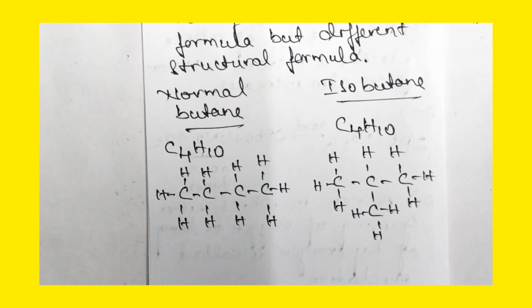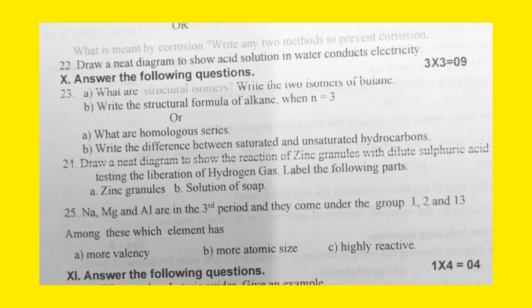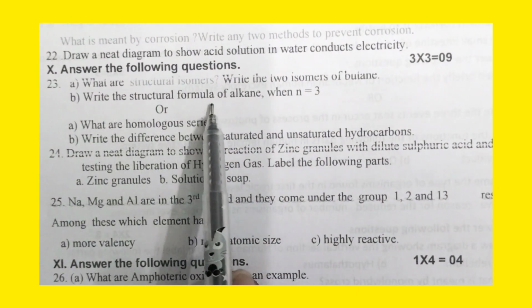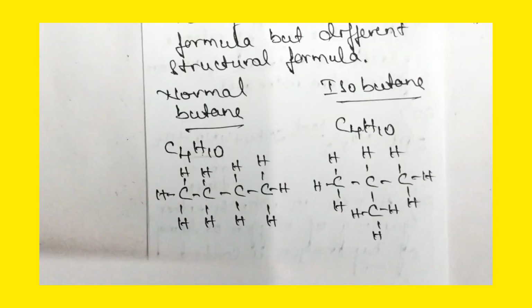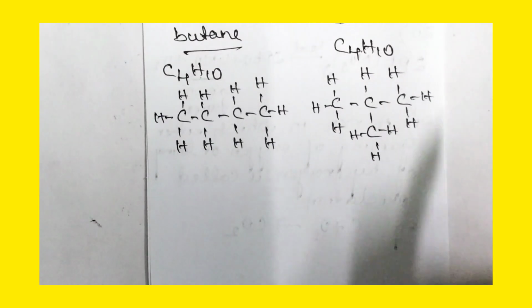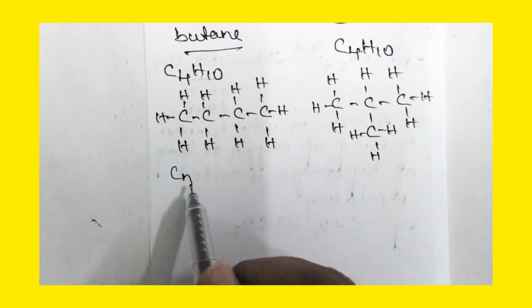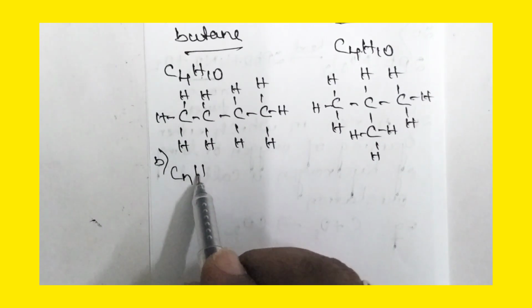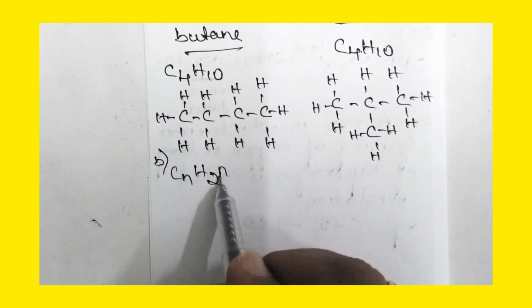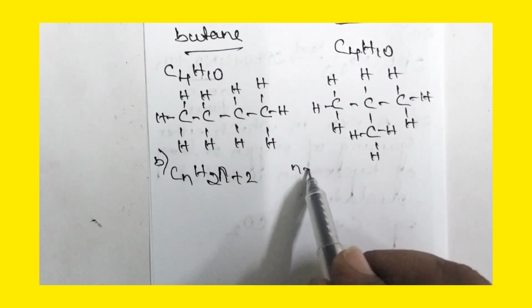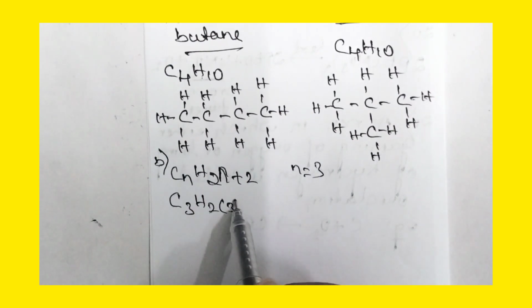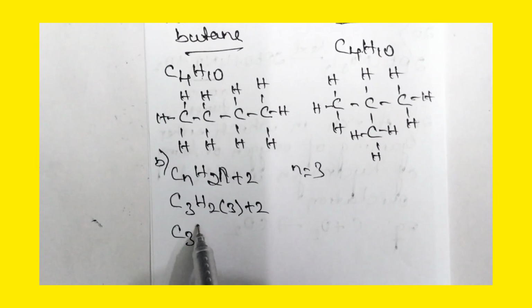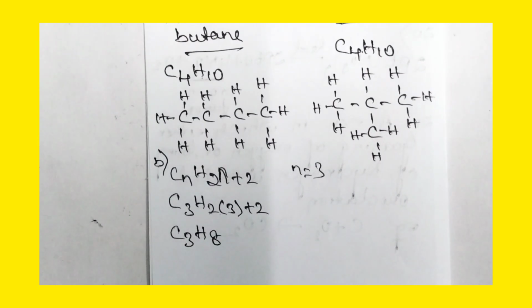Now let us answer in that one only. So one more question they asked. That question is, write the structural formula of alkane when n is equal to 3. So what is the general formula? General formula for alkane is CnH2n+2. So n is equal to 3. C3, H 2 into 3 plus 2. So it will be C3, H 2 threes are 6 plus 2, 8. So carbon 3, it is propane.